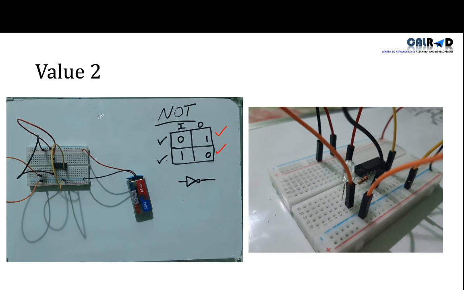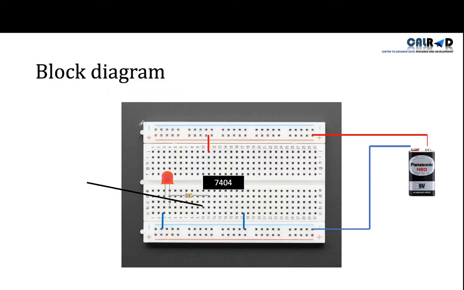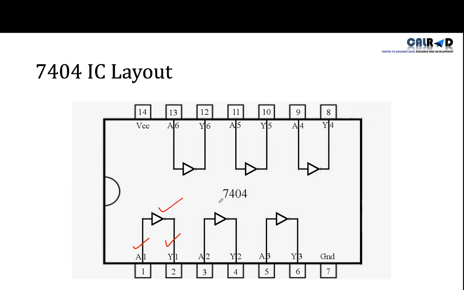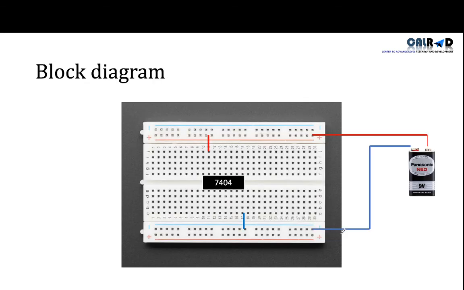So from today's experiment we see that the 7404 IC can be used for NOT gate applications, and from a single IC we can perform how many applications? You can see from the IC layout diagram, we can perform 6 applications at a time, because 1 leg is for input, 1 is for output, 14 is for the positive terminal and 7 is for the ground terminal.